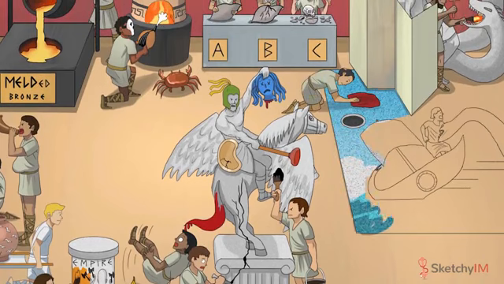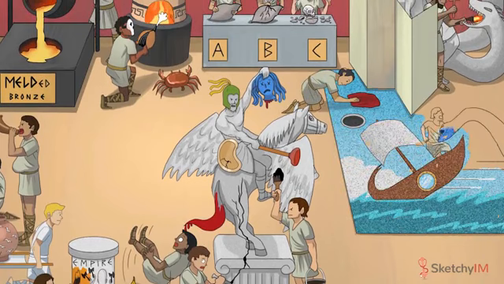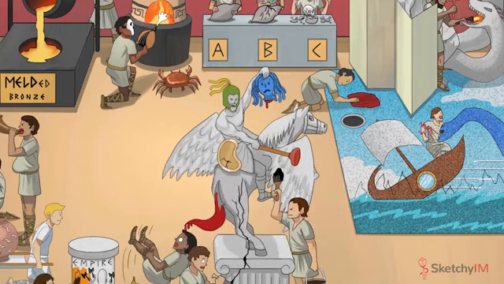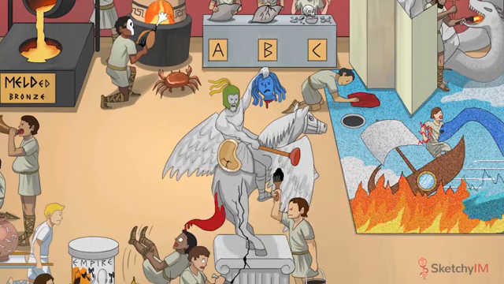Portal vein thrombosis involves the blockage or narrowing of the portal vein by a blood clot. It's a relatively common complication of cirrhosis and thought to be related to unbalanced hemostasis and slowing of portal flow due to portal hypertension. Portal vein thrombosis can be acute or chronic. The clinical presentation of portal vein thrombosis is variable.